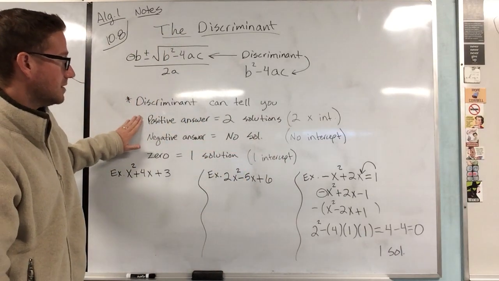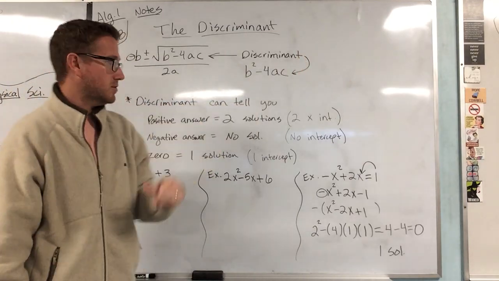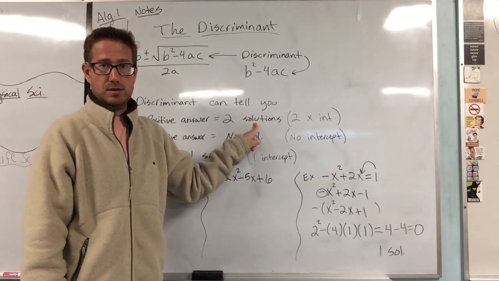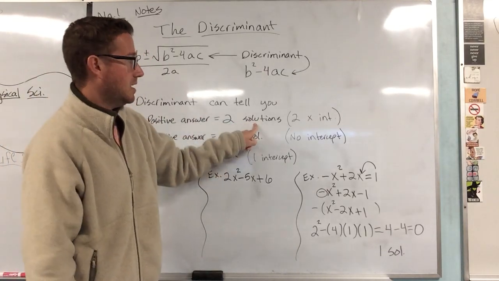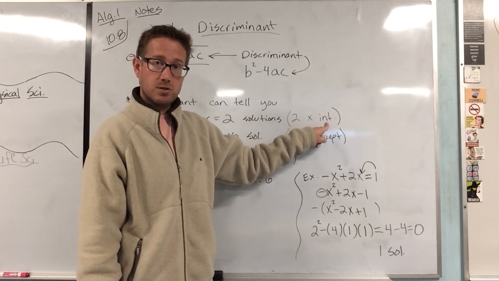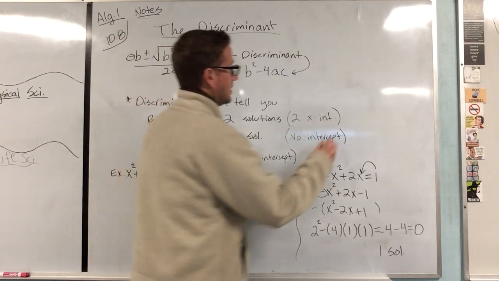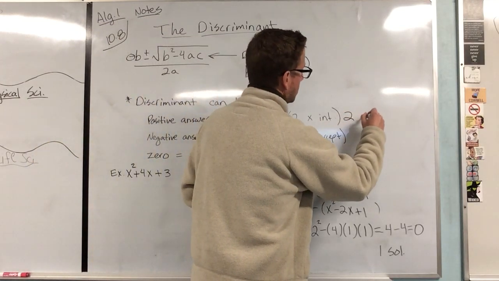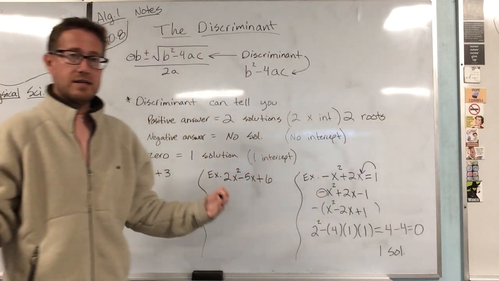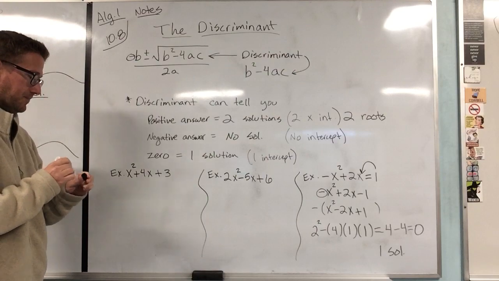If you get a positive answer, all right, 1, 2, 3, 4, anything going in the positive direction, that tells you you have 2 solutions. Now, when I say solutions, that's also a way of saying that you have 2 x-intercepts. And another thing you could think of here is that you have 2 roots. All of that is basically saying the same thing. It's just a different word to use there.